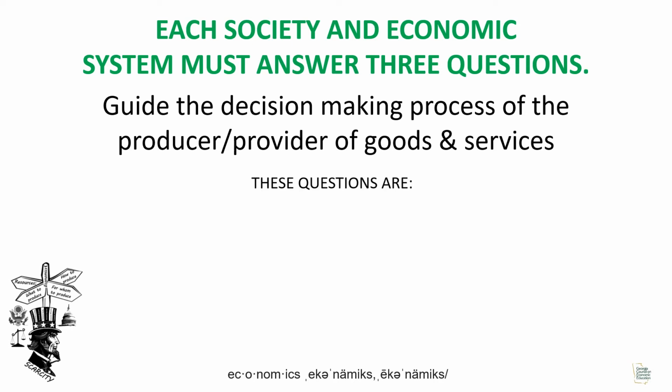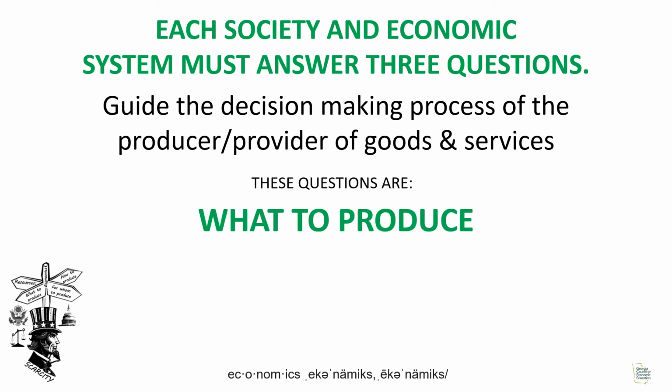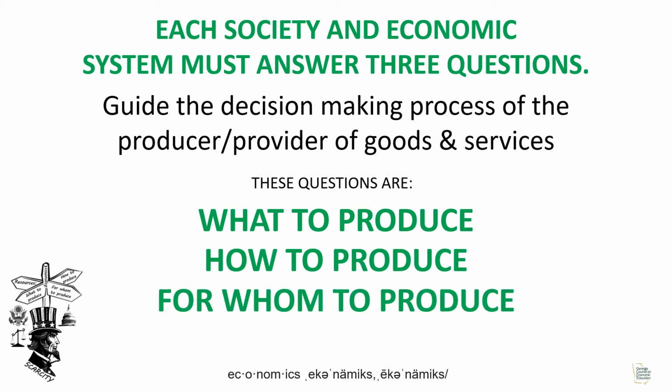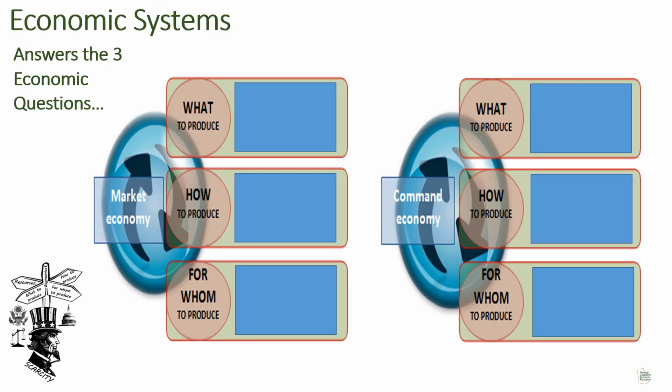So the three questions are, one, what to produce. This has to be determined by the producers. Another one is, how do we produce it? If we're deciding what we're going to produce, we've got to figure out how to produce it. And then finally, for whom to produce it. So who are we actually making this product for? Because we think about the audience and why we're actually making this. And so those are the three economic questions that every society and economic system must answer. And it guides the production process, not the consumption side, but the production process.